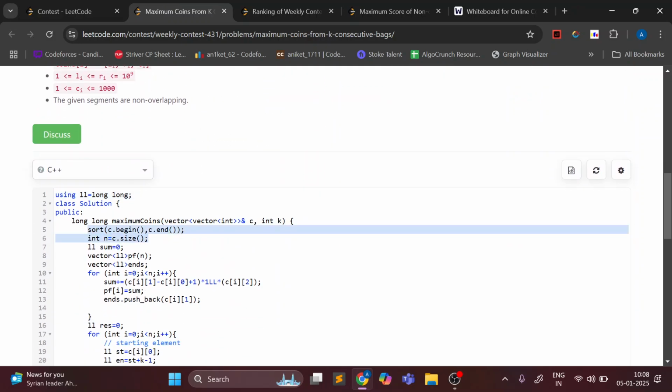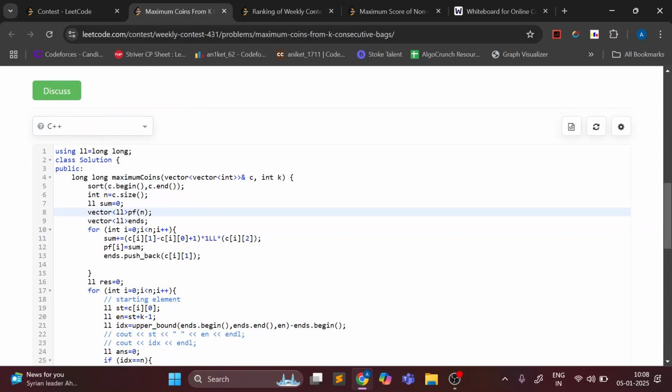First of all, I'm sorting the c. Then what I'm doing is I'm basically storing a prefix and an ends vector. Now what will prefix store? It will store contributions of all the intervals till i.